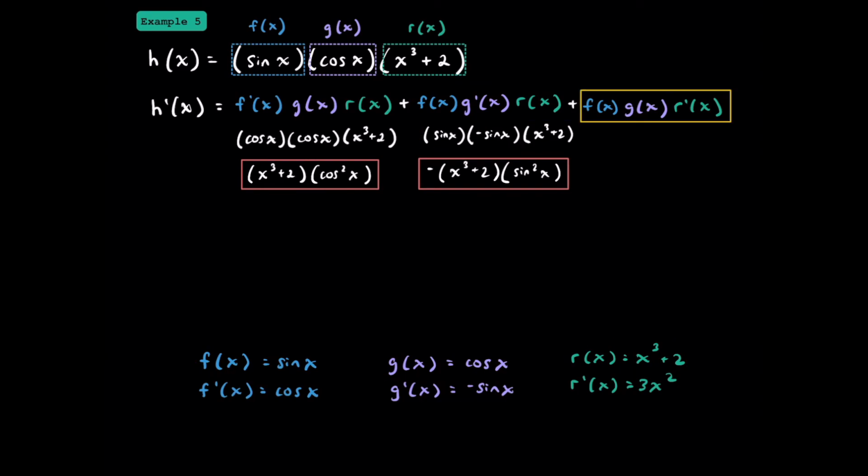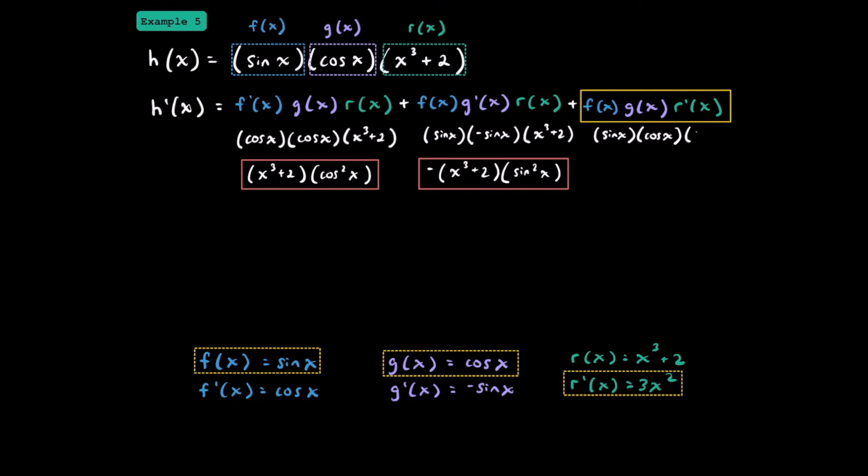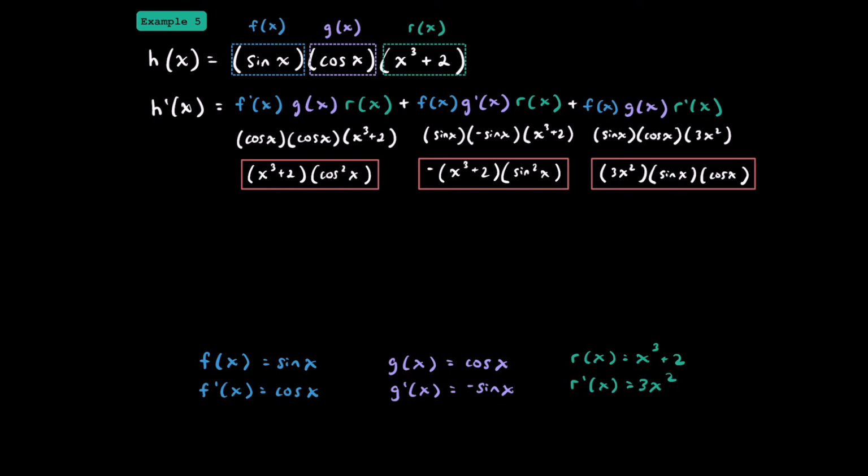Now let's substitute in for this third part. Plugging these three pieces in, we're going to get sine of x times cosine of x times 3x squared. Well, it doesn't really matter. I'm just going to rewrite mine in this order. I'm going to write 3x squared times sine of x times cosine of x. And that's the last piece.